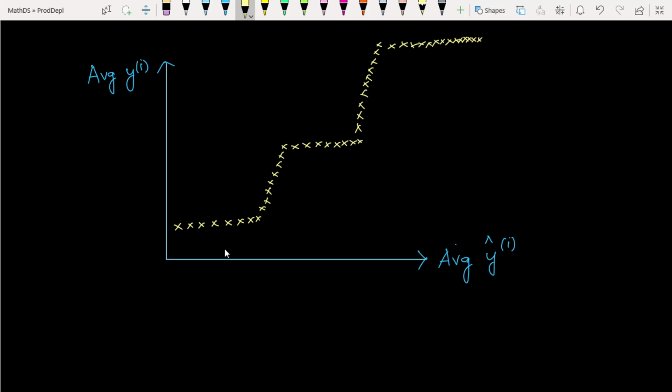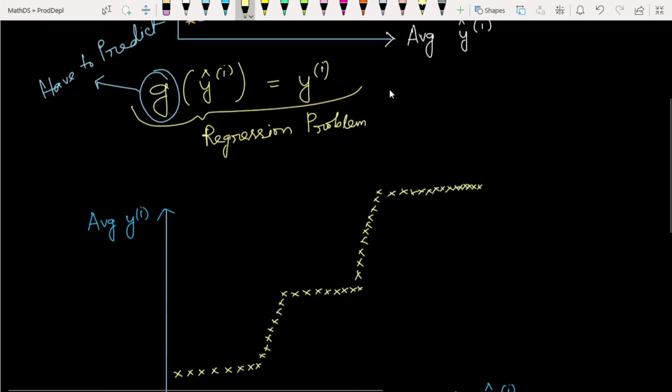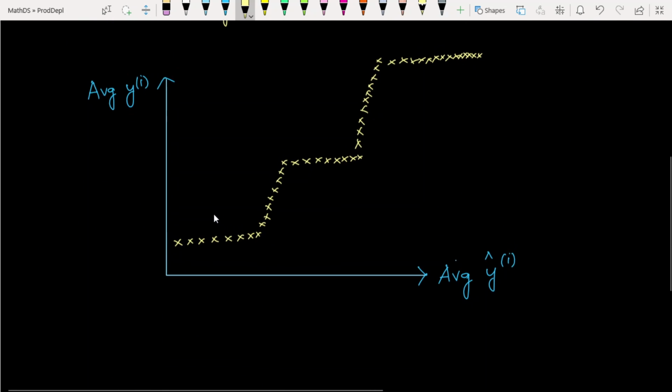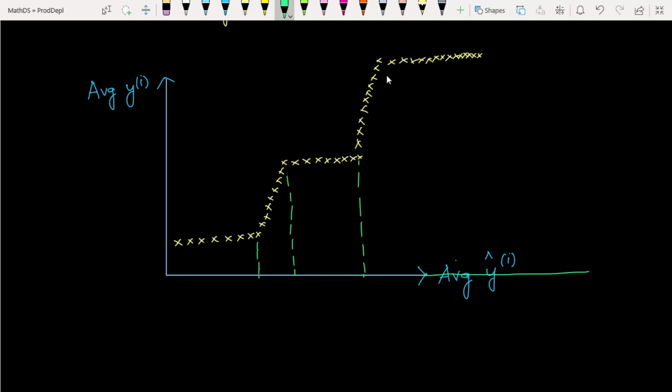The isotonic calibration actually wants to predict by breaking the whole region into small chunks, small portions. First it will break the whole range into this type, from here to here, then it will break here, then from here to here, and then again from here to here.